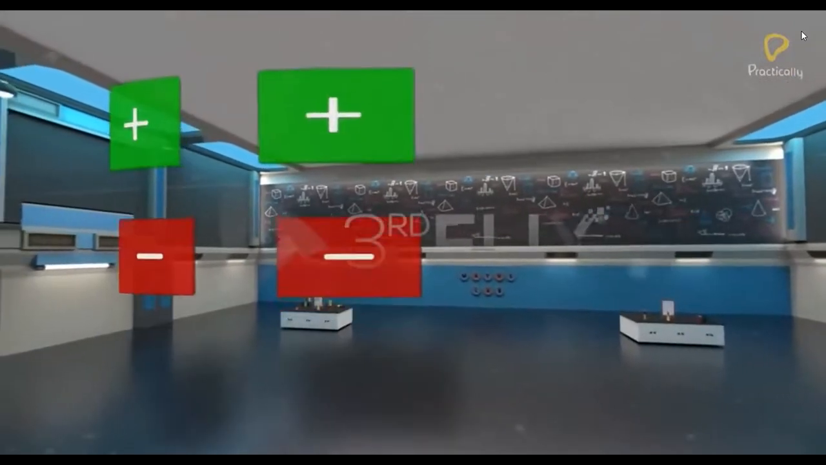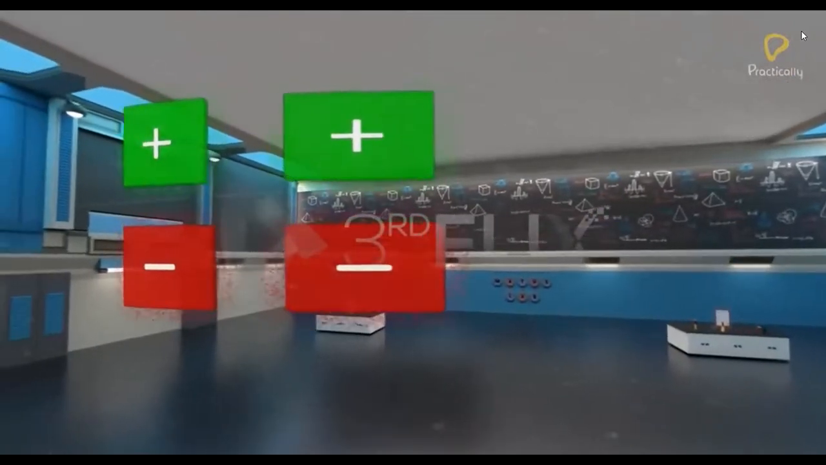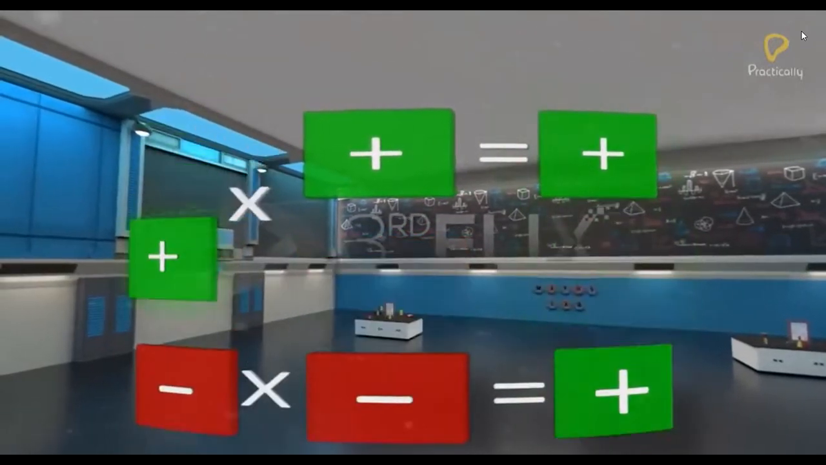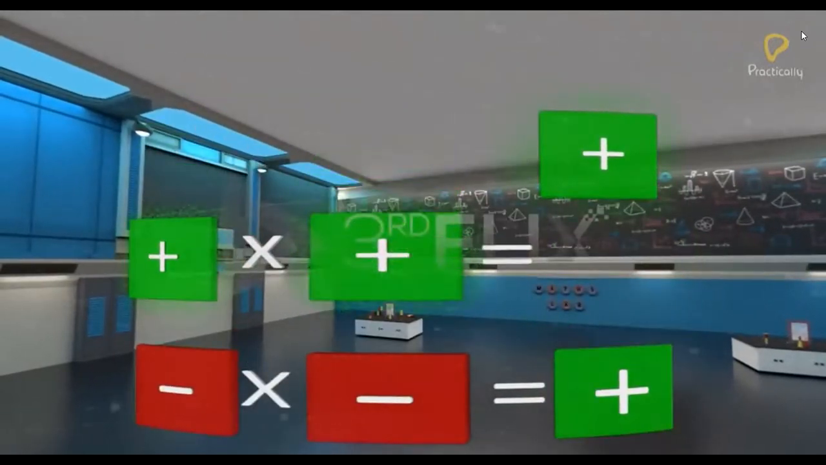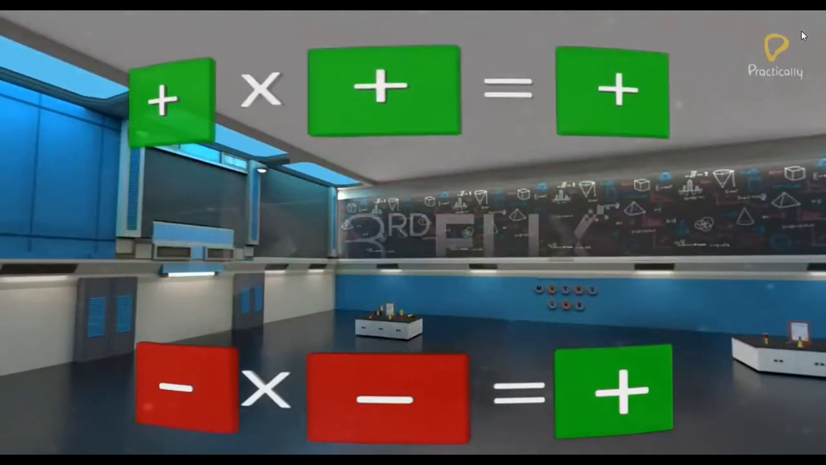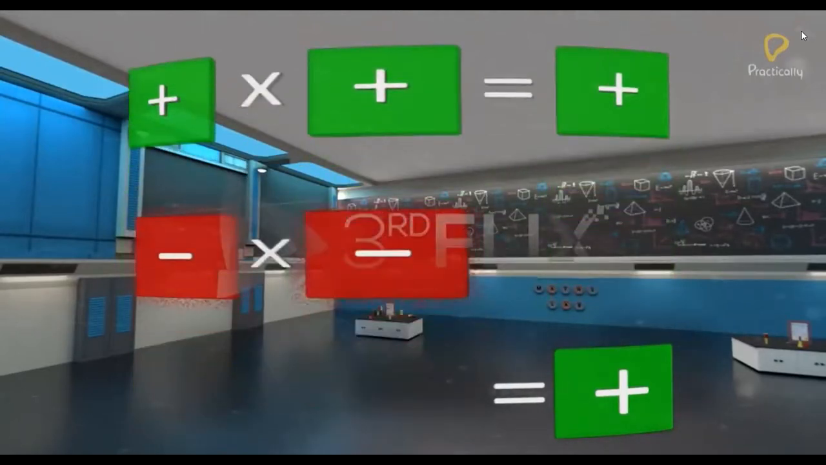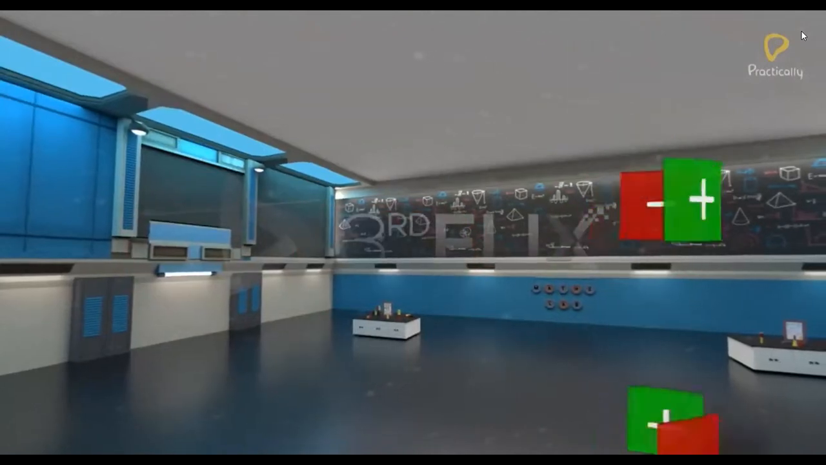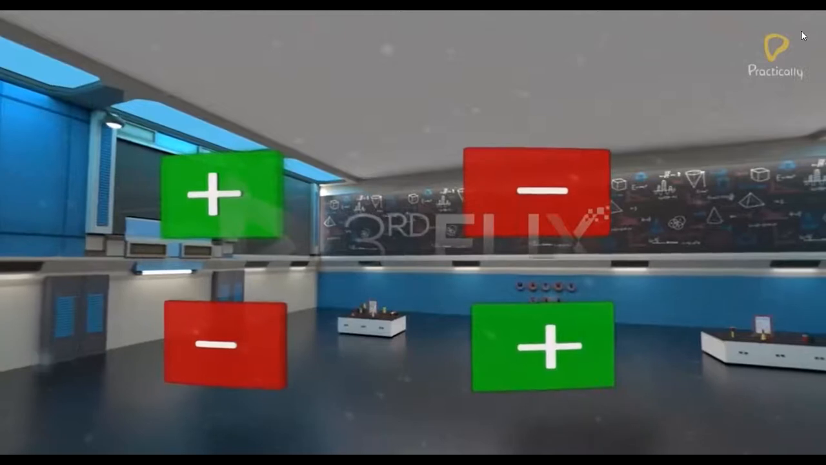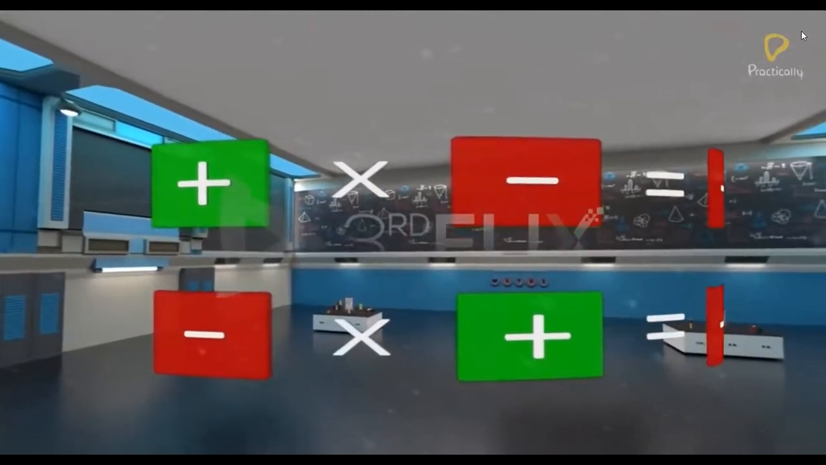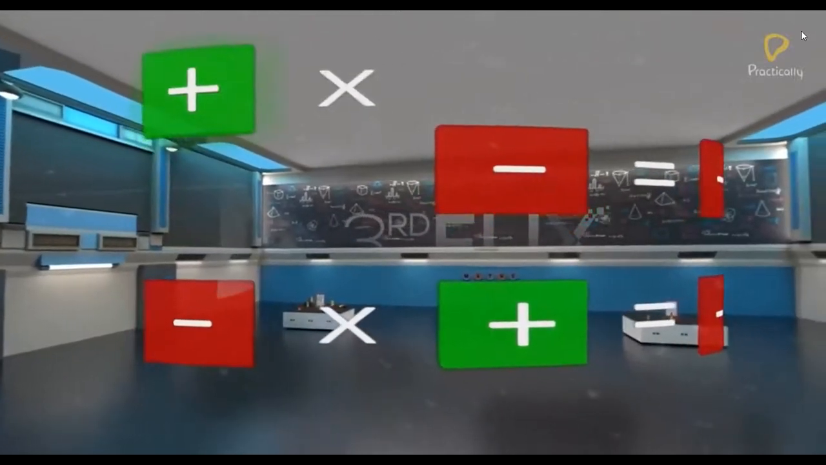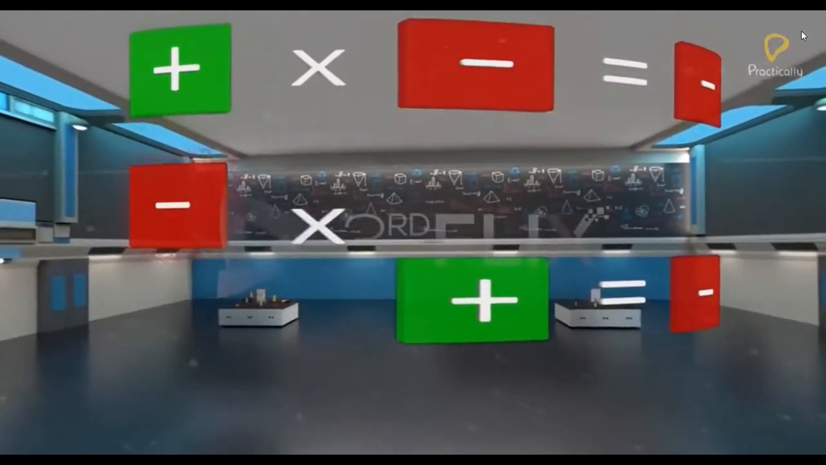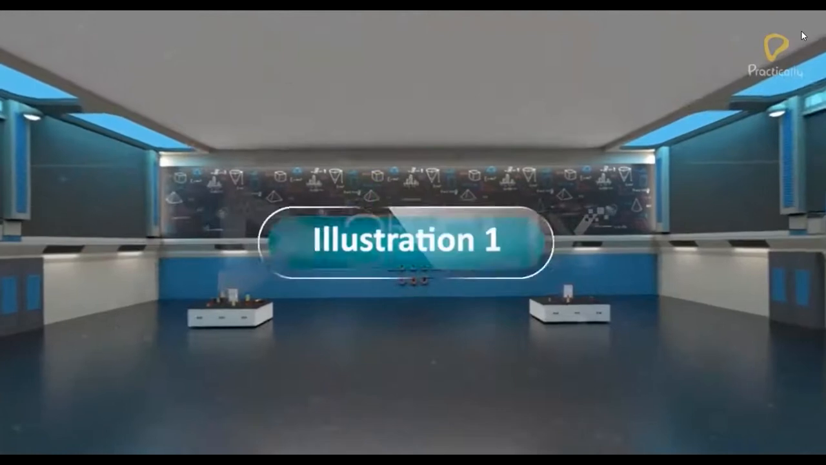With this activity, we can conclude that if the signs of 2 numbers are the same, the product is always a positive number. Plus multiplied by plus equals plus. Minus multiplied by minus equals plus. If the signs of 2 numbers are different, the product is always a negative number. Plus multiplied by minus equals minus. Minus multiplied by plus equals minus.